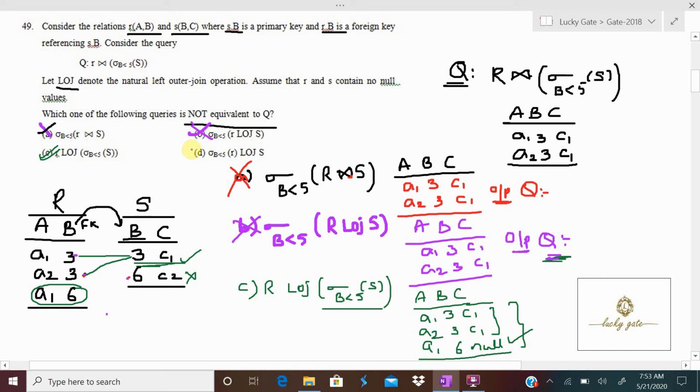And option D will anyhow give the same output, because just observe, first it is selecting the B less than 5 tuples. These two tuples are selected. Then it is left outer join with S. These two tuples are going to match with these two tuples. So it also gives you the same output A1 3 C1, A2 3 C1. So option D also gives the same output as the given query, so option D is also incorrect. Only option C is correct. So the answer for this question is option C.